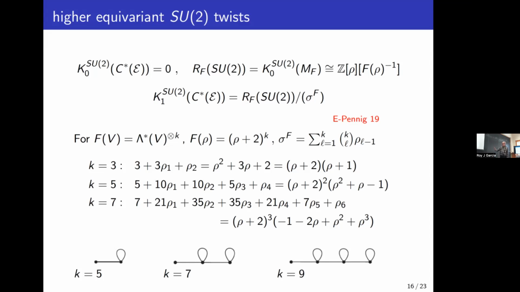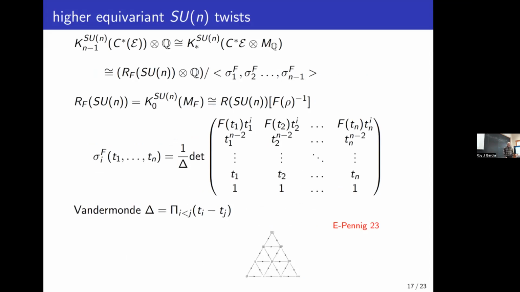But I don't know if that's a coincidence, because we cannot see a similar function for higher SUN. Okay, so this year we extended it. Previously we had done it for SU2 and SU3, and now we're doing it for all the SUNs.